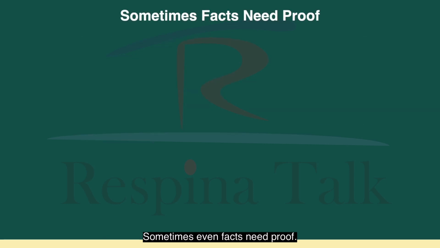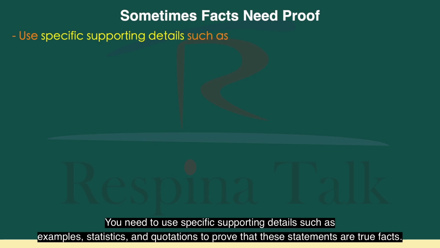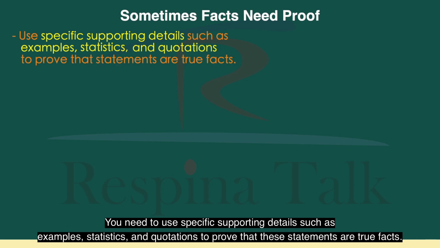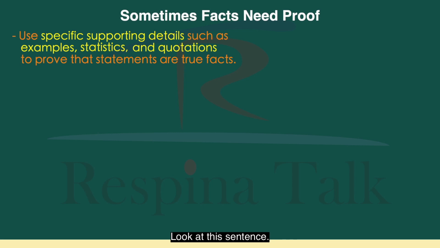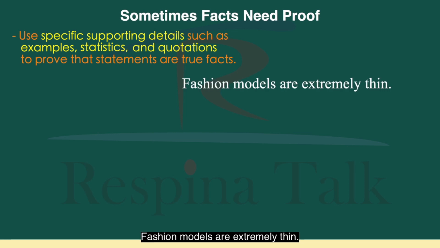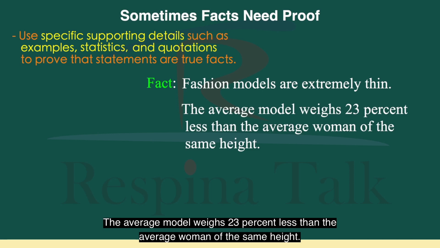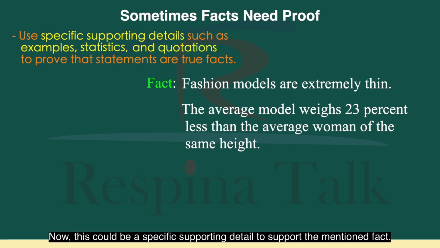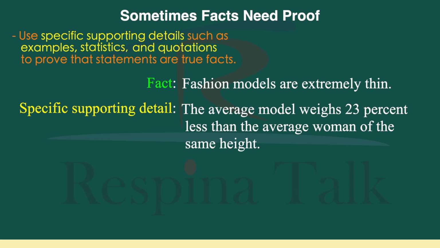Sometimes even facts need proof. You need to use specific supporting details such as examples, statistics, and quotations to prove that these statements are true facts. Look at this sentence. Fashion models are extremely thin. This is a fact, but it needs proof to be supported. The average model weighs 23% less than the average woman of the same height. Now, this could be a specific supporting detail to support the mentioned fact.